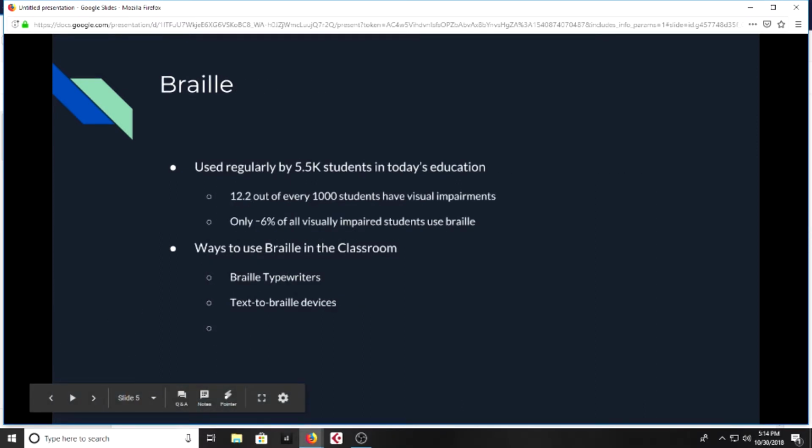For the braille aspect of it, just a tiny bit of background on the braille. It's used regularly by 5,500 students in today's education for America. But that is the only amount that would use braille out of the 93,600 students that are actually visually impaired. So there are a lot of those students that don't need to use braille, but the ones that don't use it, they could probably get a better service in the classroom if they were to use braille from it. And just some ways that braille is used in the classroom.